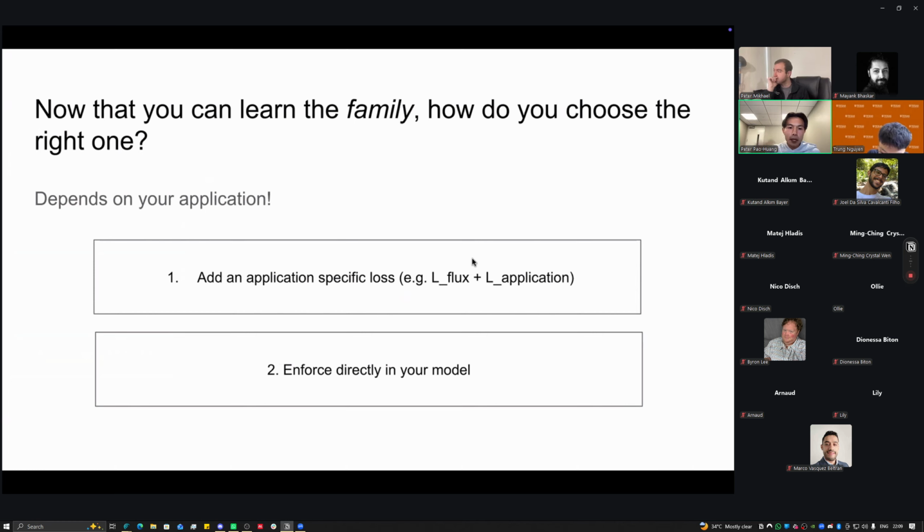A second option is to directly enforce some constraint on the parameterization of your neural network. For example, if I have a known directed structure between variables in my data, and I'm learning a transformer architecture with attention, we can mask out the attention in the specific way that we have priors on. So that's another way to enforce constraints on your vector field.